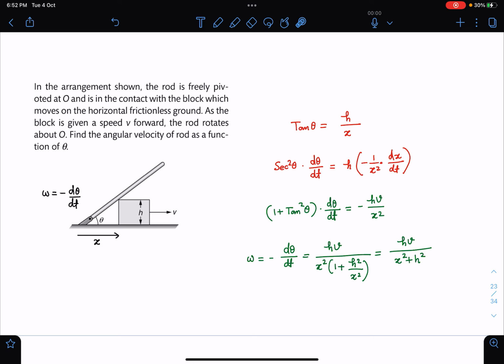Suppose this is given. So directly I can write dx by dt as V, and tan theta is h by x, and omega of the rod will become minus d theta by dt. So if tan theta is h by x, let's differentiate this. Sec square theta d theta by dt is equal to h times minus 1 by x square dx by dt. Now d theta by dt with a negative sign will become omega, and it will become hv by sec square theta, which we can write as 1 plus tan square theta. Such a nice answer will come in this. Let's substitute the value and we will get the answer for it.